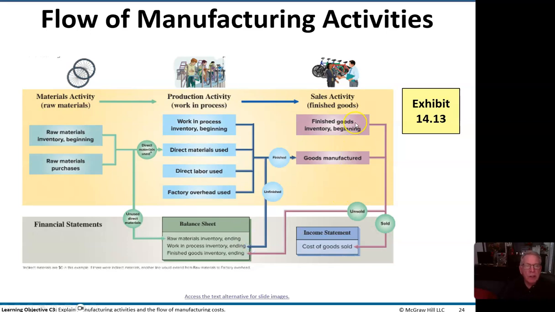Now we have finished goods inventory beginning. We added the cost of goods manufactured. And now if we sell it, those finished goods, they become cost of goods sold. If we keep it, it stays here in finished goods inventory ending. So one of two things happen to those finished goods. We either sell it or we keep it. If we sell it, it's cost of goods sold. If we keep it, it's ending inventory.